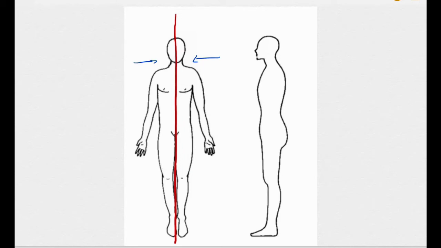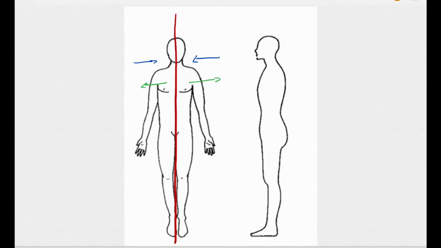Now lateral means going away from the mid-sagittal plane. So we can use that same example. My manus is lateral to my abdomen. My hand is further away from the mid-sagittal plane than my abdomen is. So that is the definition of lateral and medial.